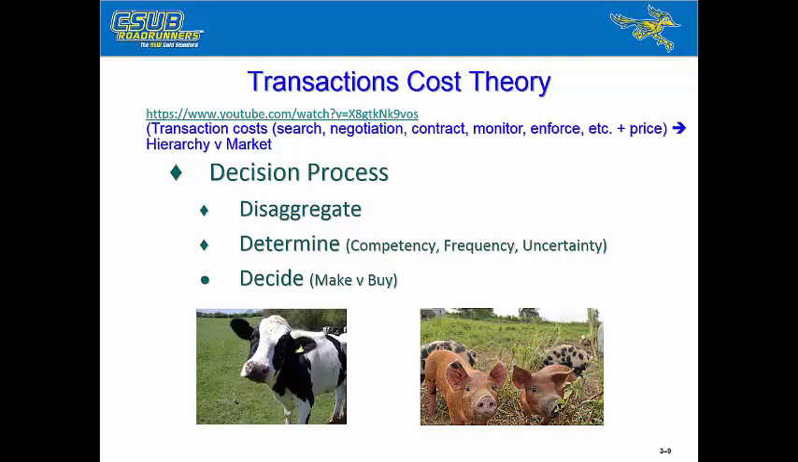Then determine the competency, frequency, and uncertainty of each of those. So basically, how good are you as a company at performing each of these activities? How often do you need to perform these activities? And how much uncertainty is there about the outcome of these activities? So is it pretty predictable that you do this kind of advertising of positions and this kind of interviewing, and you end up with hiring these kind of people? It's relatively predictable.